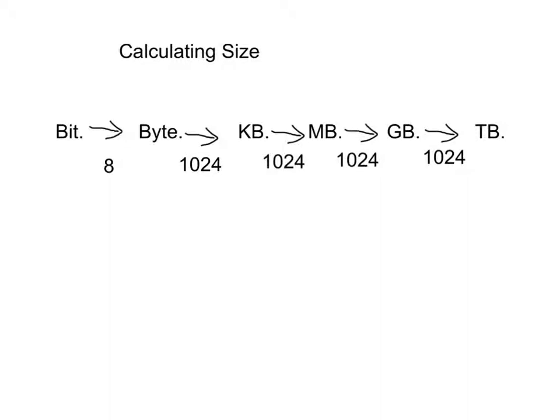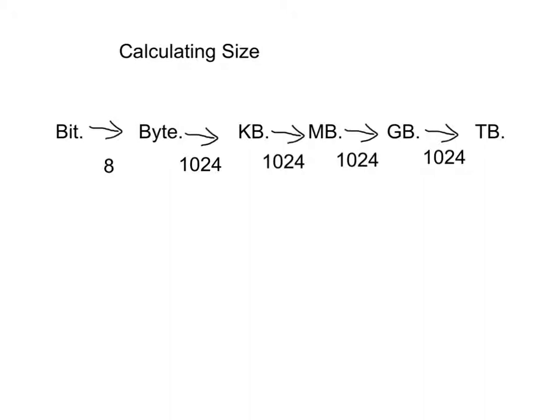So we're going to just look at how to calculate the different sizes and quantities of bits, bytes, kilobytes, megabytes, terabytes, gigabytes are in each other. So for example, if I wanted to figure out how many bytes were in a gigabyte or how many bits were in a terabyte, this is the way I could do it easily without getting confused.